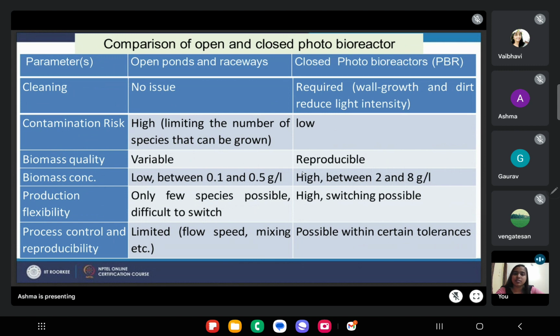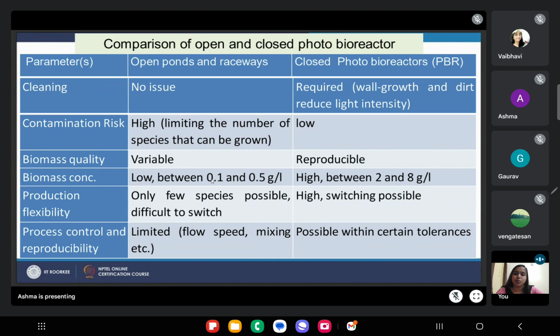Next is biomass concentration. Again, since in the open system we cannot control that much, it has low biomass concentration. But in the closed system, the biomass concentration is high. It is between 2 to 8 grams per liter as compared to 0.1 to 0.5 grams per liter in the open system. Next is production flexibility.